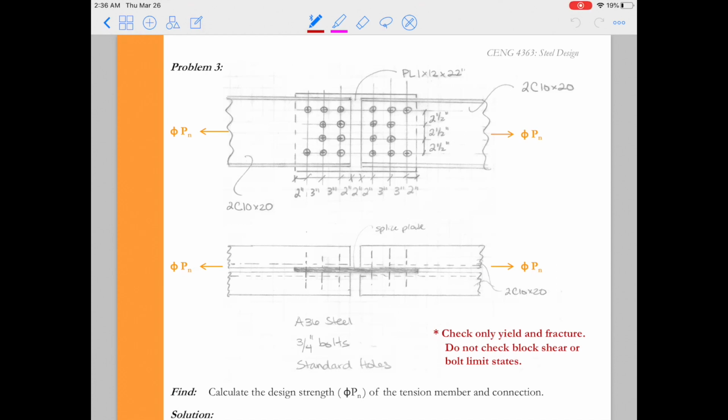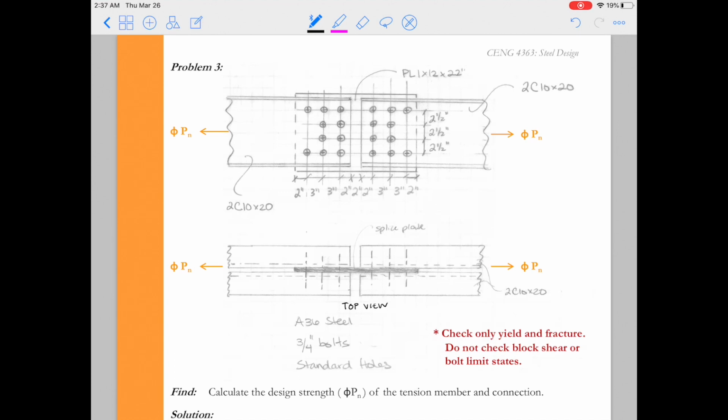Hi steel friends, we're going to do another example with yielding and fracture. This time we're going to do it with a double channel section, so it's a 2C10x20 member that's connected to a plate member and then ultimately transferring the load to another double channel member on the other side.